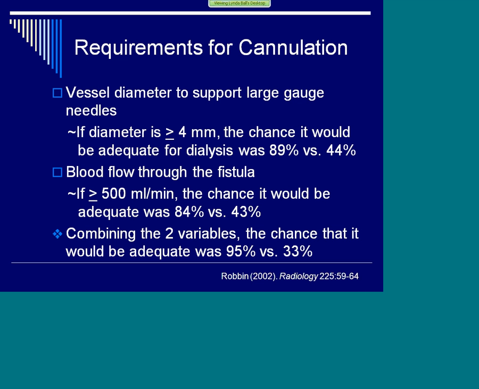And we also require to have blood flow through that fistula. And it has to be at least a minimum of a certain amount of blood flow. So she found that if it was greater than or equal to 500 mLs per minute, the chance that it would be adequate was 84% versus 43%. So you can see it's almost doubled for the reasons that we need it. And if you combine those two variables, so that we have vessel diameter and blood flow, the chance that it would be adequate is 95% versus only 33%.